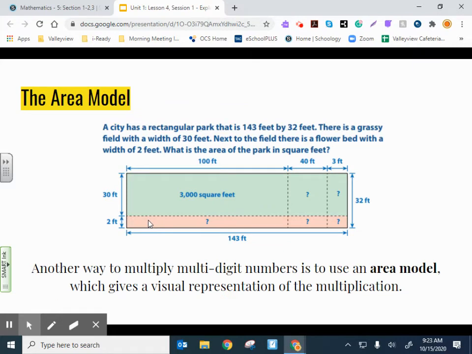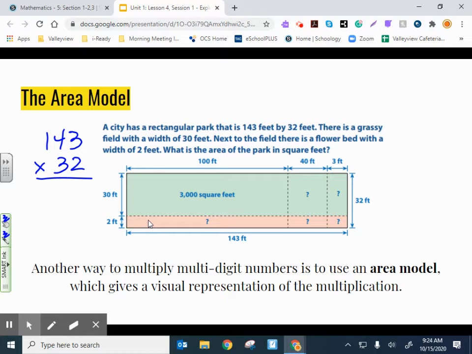Another way of doing this math is doing this thing called an area model, which is basically just a visual way to see multiplying multi-digit numbers. So, for example, the standard problem for this one: a city has a rectangular park that's 143 feet by 32 feet. That's the standard way that we look at a problem.